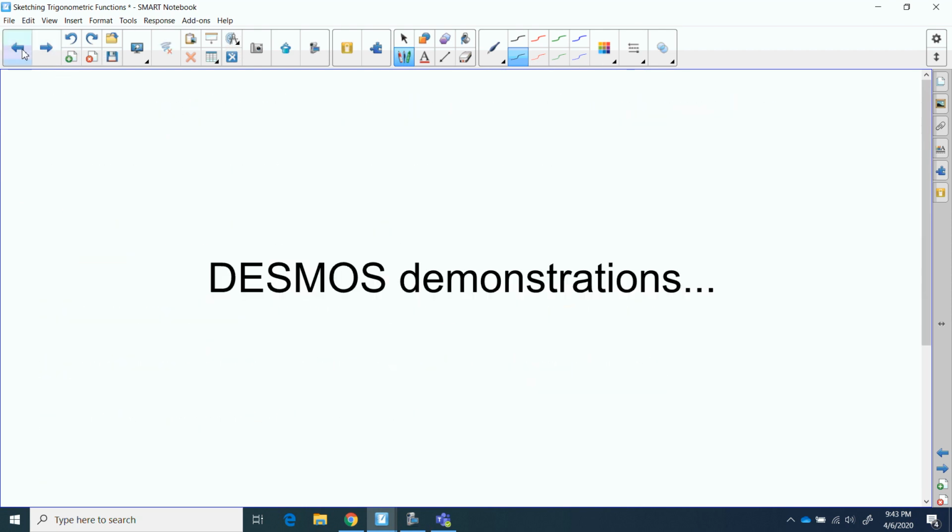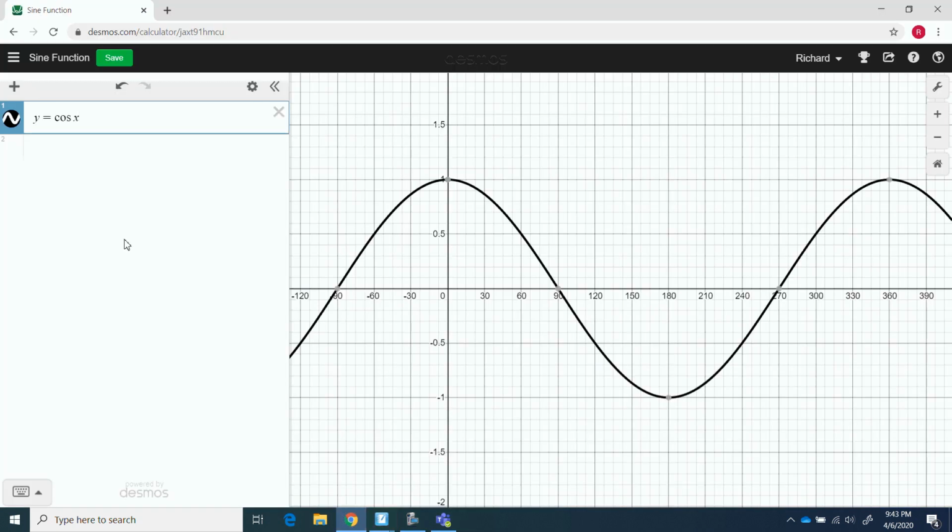I just want to go back to Desmos for a second before we wrap up this first video. So we'll use cosine as an example. Leaving cosine on there, just to show you, I'm going to put in here y equals 2 cosine x. And what that should do is make this graph stretch vertically by a factor of 2.